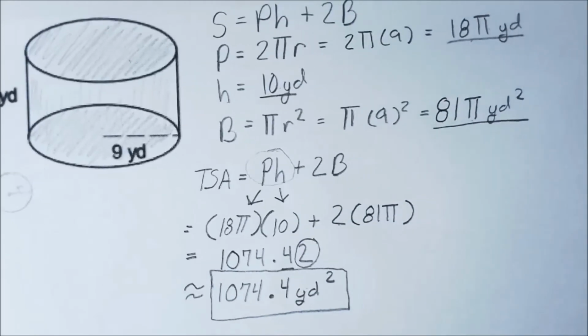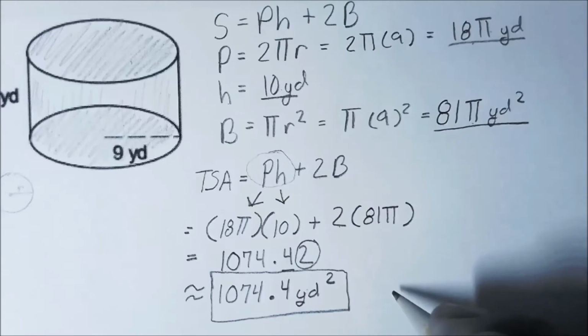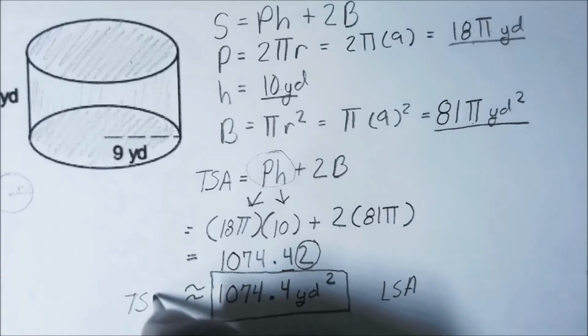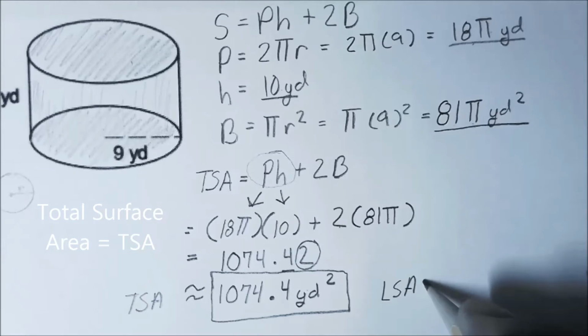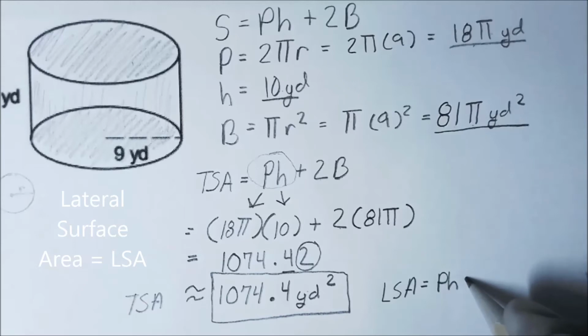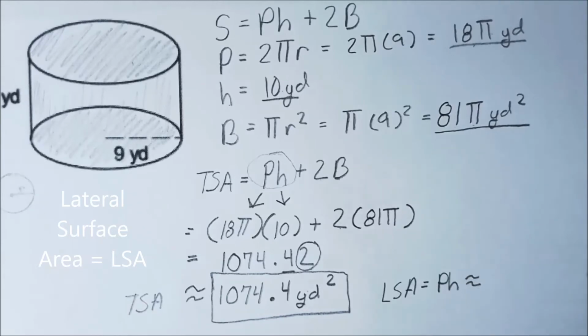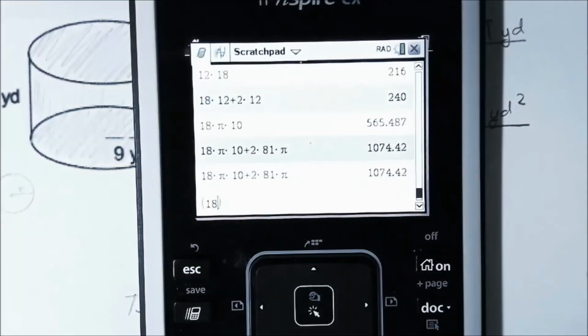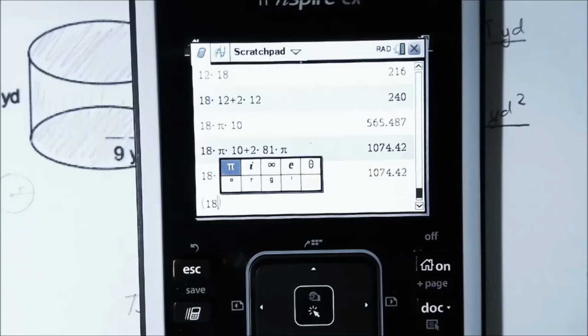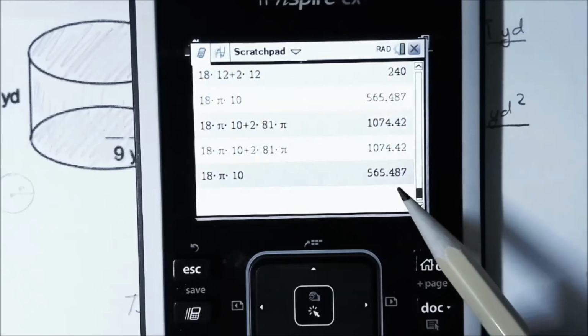So I'm going to write that on the side over here. I'm going to put LSA, and this one right here was TSA because that was total surface area. LSA is equal to PH, which was approximately, and let's go ahead and put that back in. So if we're looking just at the PH, we're looking at just the 18 pi, which was P, times our height, right, which was 10. We'll plug in that 10, hit enter, and look what it gave us, 565.487.